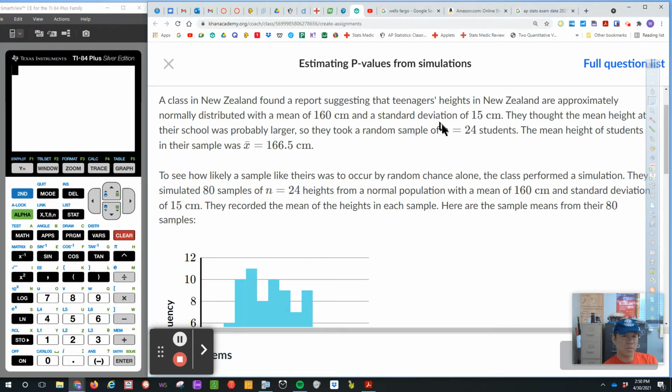So that size 24 of one sample, which the school did, they did that 80 different times, right? So, with a mean of 160, standard deviation of 15, they recorded the mean of the heights in each sample. So each time they did a sample, they recorded the mean. And here are the sample means from their 80 samples. So here, the one sample that was previously done, 166.5.